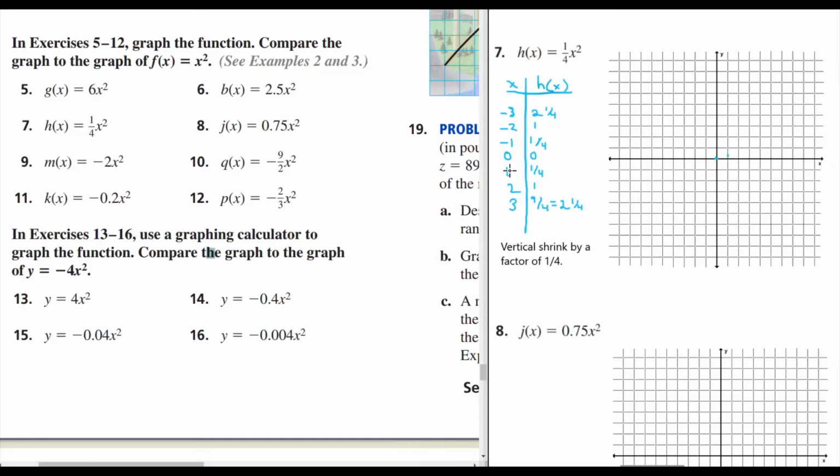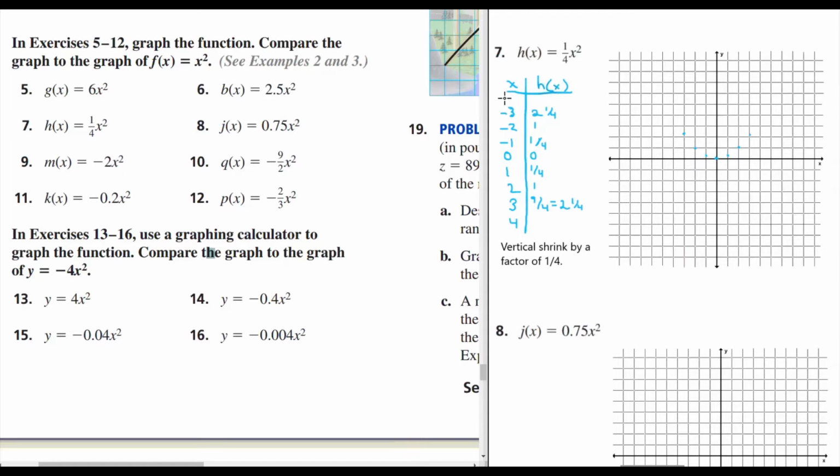I've got -1, 1/4, 2, 1, negative 2, 1, 3, 2 1/4, negative 3, 2 1/4, and I still have a lot of space on my graph up here. Now, if you drew a sketch, you might have just changed your y-axis or maybe made your tick marks a little bit farther apart, and that's fine.